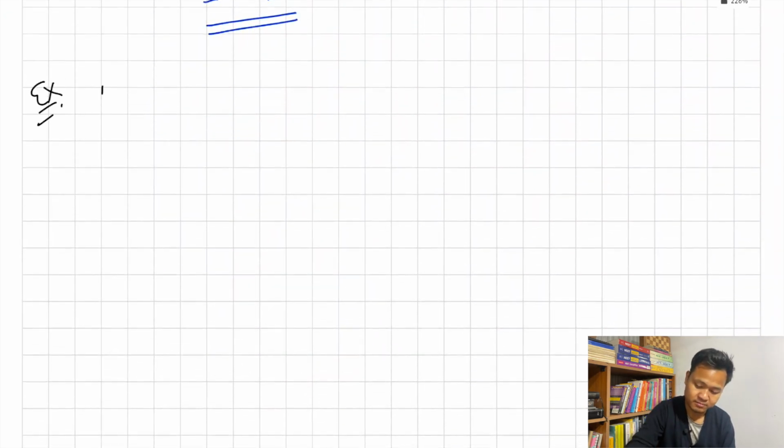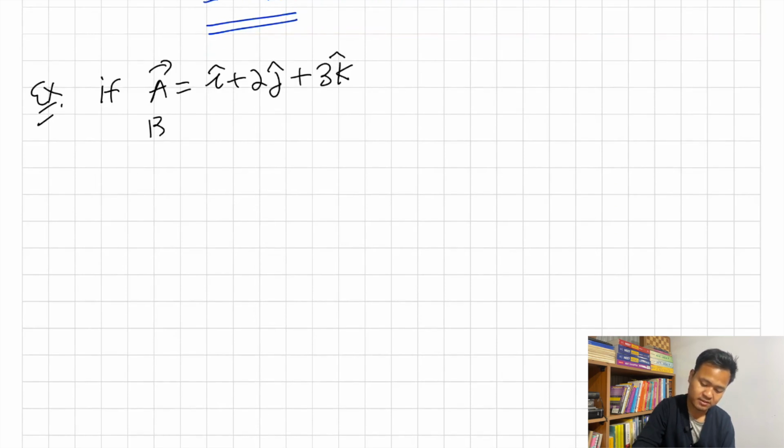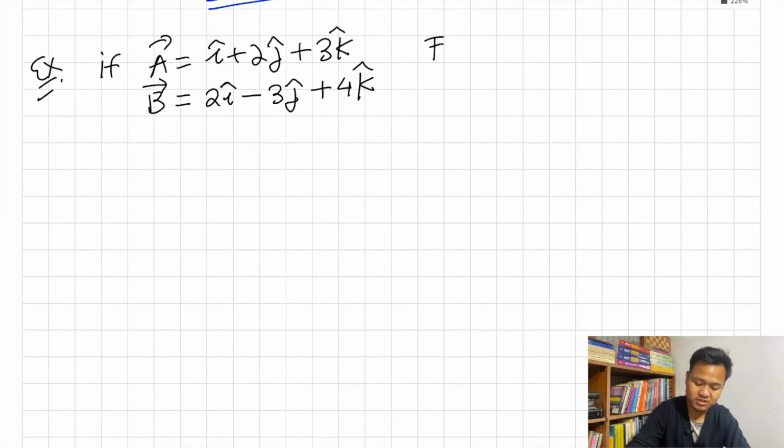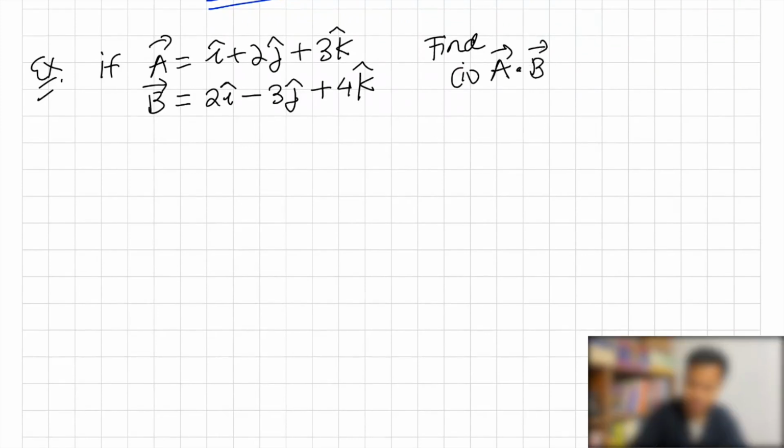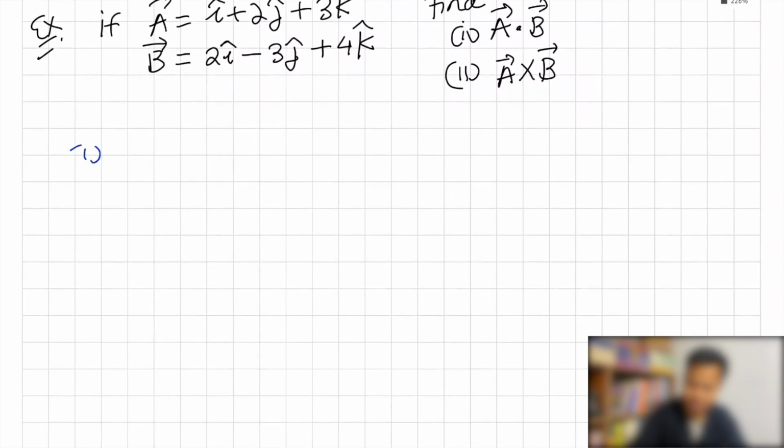So one more example. If a is equal to, say, i cap plus 2j cap plus 3k cap, and b is equal to 2i cap minus 3j cap plus 4k cap. So same question, find a dot b, and next a cross b. So let's do number 1, a dot b.